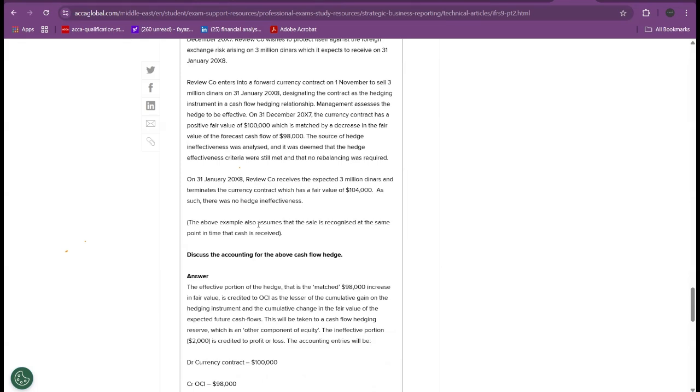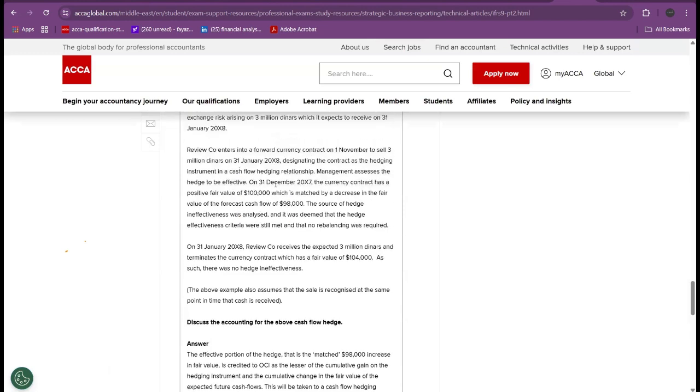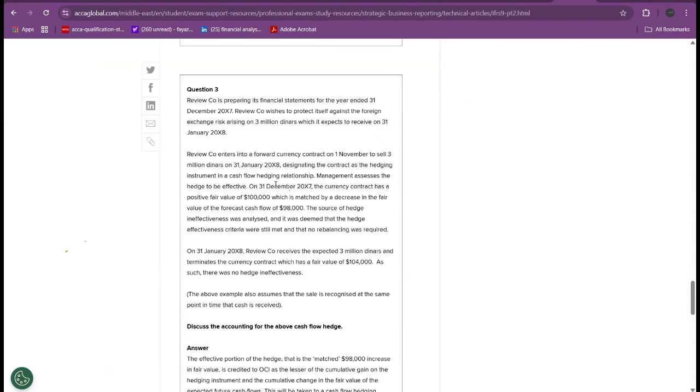On 31 December, the currency contract has a positive fair value of 1 lakh, which is matched by a decrease in the fair value of the forecast cash flow of 98,000. The source of hedge ineffectiveness was analyzed and it was deemed that the hedge effectiveness criteria were still met and that no rebalancing was required. So maybe that's a year end, that's why. At year end, they try to assess it again and see if any rebalancing is required.